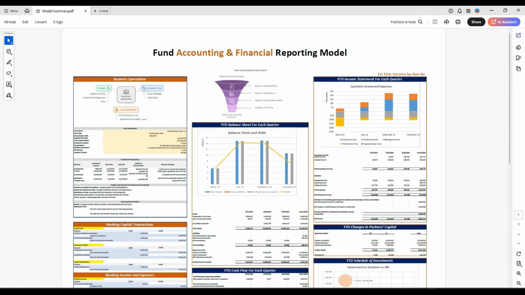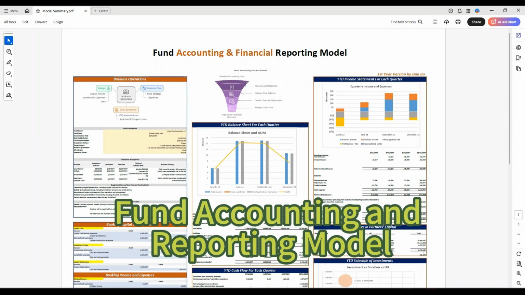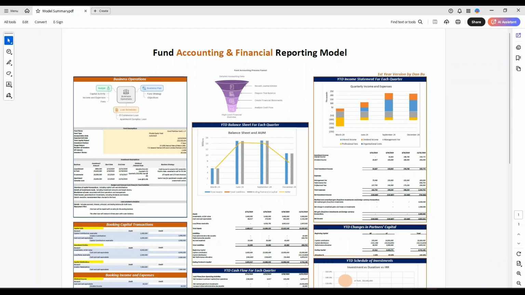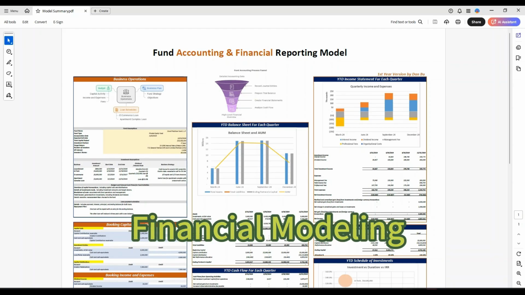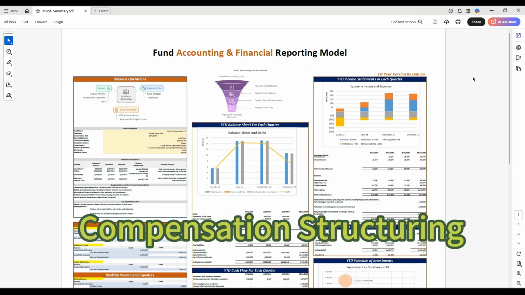Welcome. Thank you for joining this demo of my fund accounting and reporting model, a comprehensive Excel-based tool designed to simulate private equity fund operations. This project reflects my expertise in fund accounting, financial modeling, and compensation structuring.